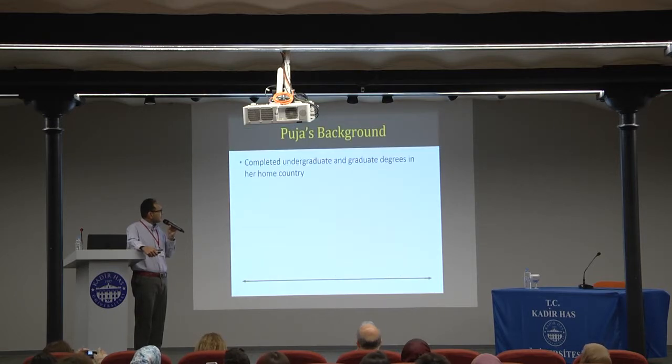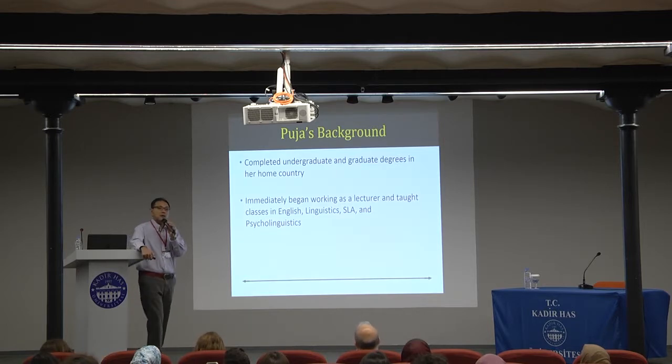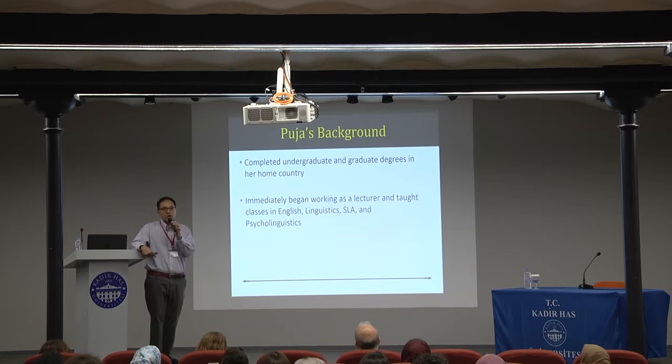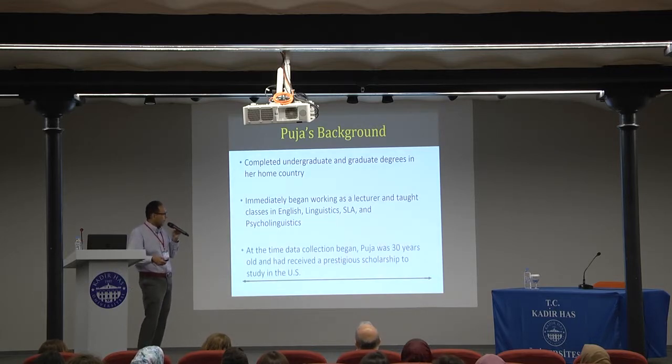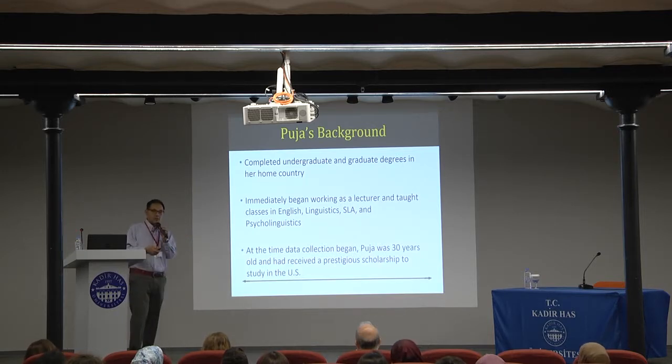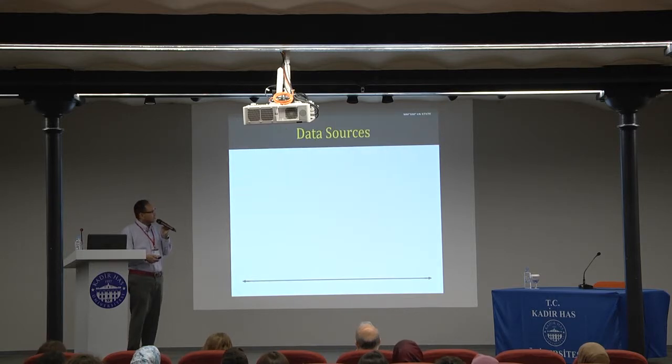I'll give you a little bit of background to Pooja. Now, Pooja had already earned her master's in Bangladesh. She had been working at her university in Bangladesh for several years. She had taught courses such as SLA and psycholinguistics as well. But she also won herself a scholarship to study in the US to pursue her master's in TESOL. And so by the time she arrived in the US, she was about 30 years old, and she was very excited to be there.